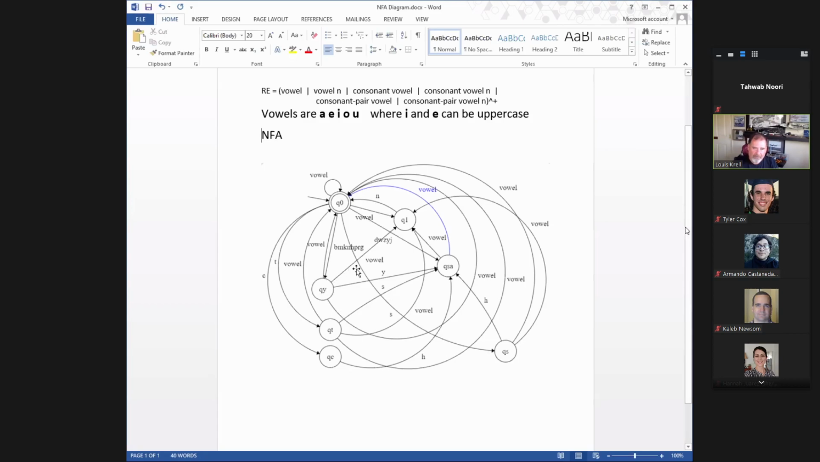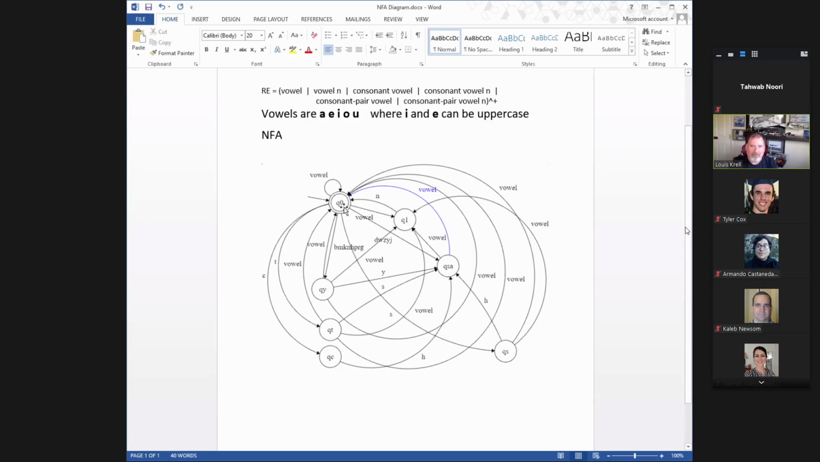For example, this Q0 to QY is for the BMKN HPRG. Well, again, I'm not even sure at the moment. That's why I'm going to clean this up. But I did want to just show you a non-deterministic finite automata.